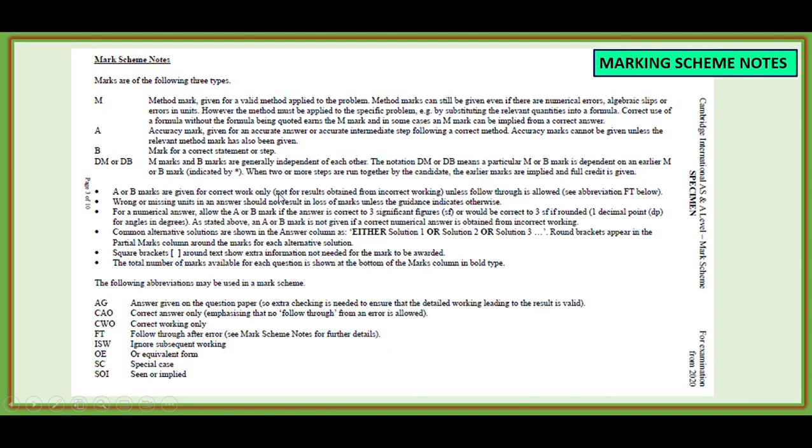The marking system for the examination goes like this. If it is M, a method mark is given. A is for accuracy mark and B is for mark for correct statement or the step. And this is available in the marking scheme as well, and we should be very clear about this information, how they mark our examination answers.